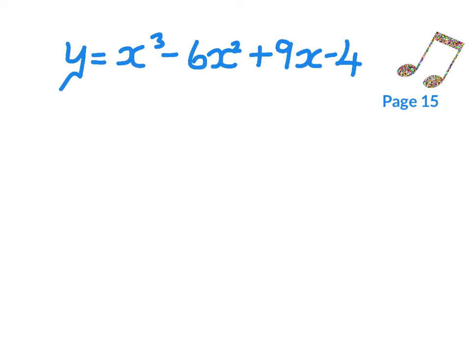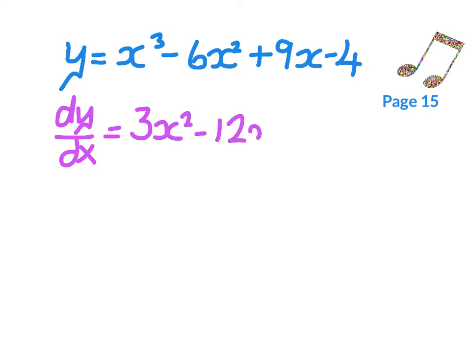Okay, we're going to enter our notes on page 15. We're asked here to find the stationary points on this curve, y equals x cubed minus 6x squared plus 9x minus 4, and to determine the nature of any stationary points that we find. So the first thing we're going to do is differentiate. It's straightforward, it's ready, I don't need to do any preparation here. So dy by dx is equal to 3x squared minus 12x plus 9.